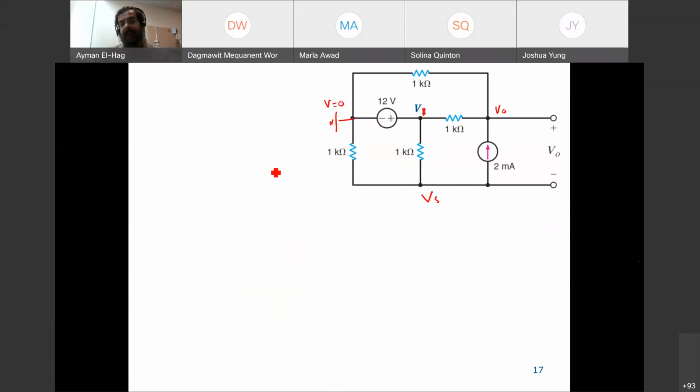Why? Let's see. Now, V1 is equal to 12 volts directly. V1 is the voltage between this point and the ground. So this is equal to 12 volts. Done.